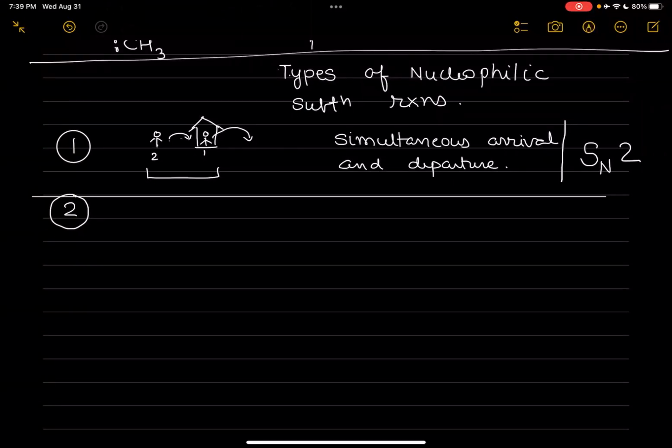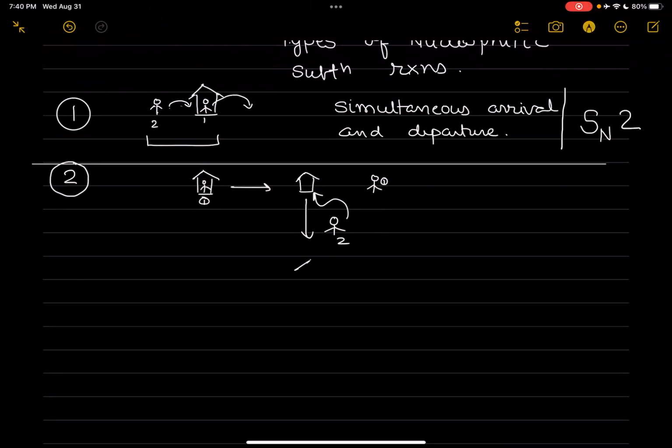There is one more way by which it can happen. What could be that way? Suppose the guests which are already sitting in our house, they can leave. They can come out of the house. Guest number one, which is already sitting in our house, can leave the house, and then the new guest, guest number two, can enter after the initial guest has already left the house. Okay.